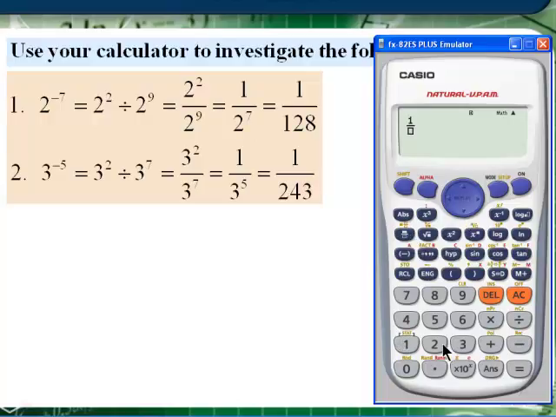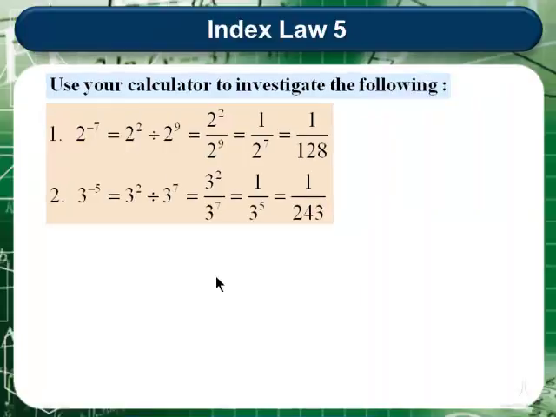1 over 2 to the power minus 7. What do you expect? Hopefully you all were predicting 128. So now the negative is there. I want to show that this is the same as 2 to the power 7. So straightforward, if I calculate 2 to the power 7, we will also get an answer of 128.